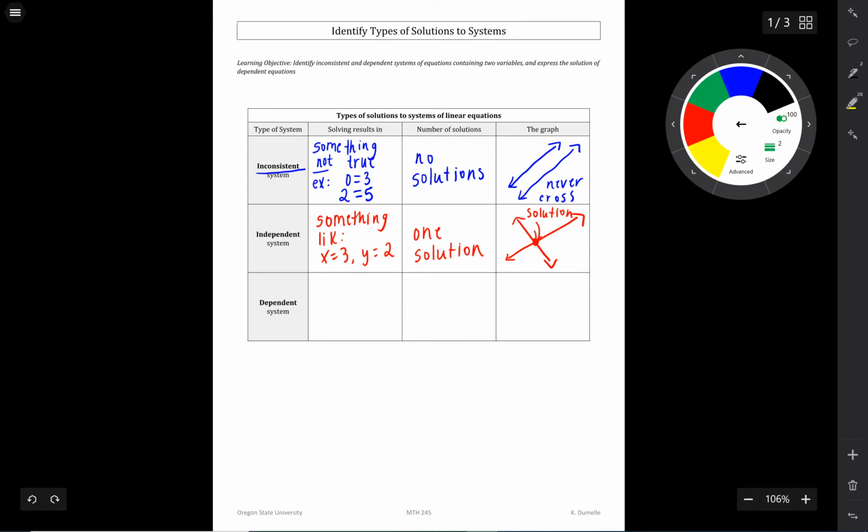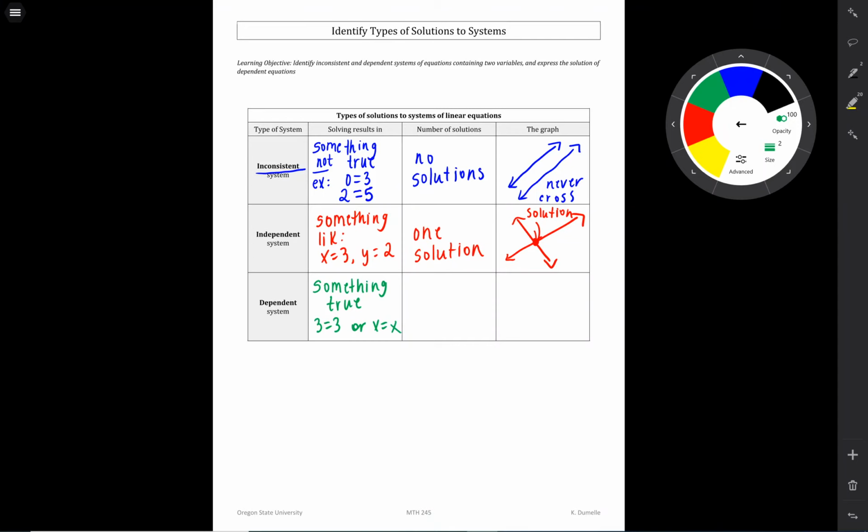And our last possibility is called a dependent system. If I solve a dependent system and I get to the end, I get something that's true. So maybe it says 3 equals 3 or x equals x.